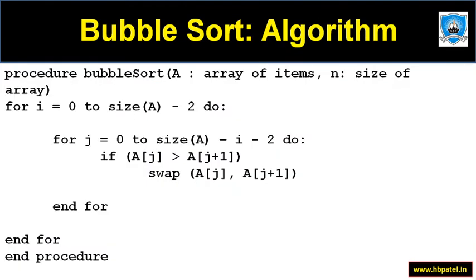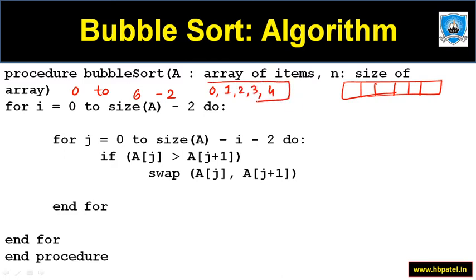So let us move now. So now you can see that we are having i equal to 0 to size minus 1. Supposing if we take the same example of 6 elements. Alright, so these are the 6 elements. So size equal to 6. So 6 minus 2. So when I start from 0 to 6 minus 2, 6 minus 2 is 4. So 0, 1, 2, 3, 4. So overall, I need to repeat the entire process this many times.